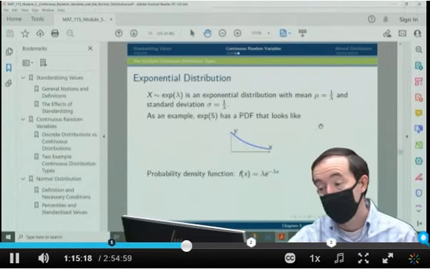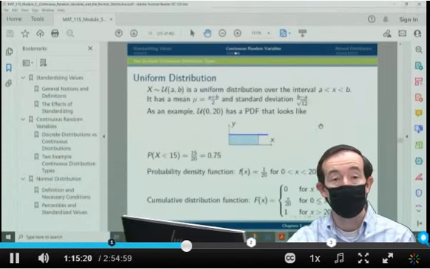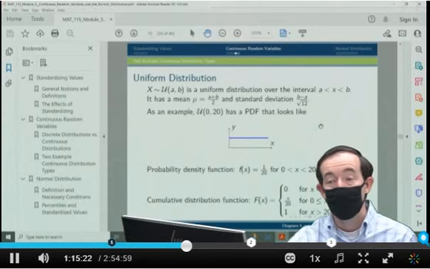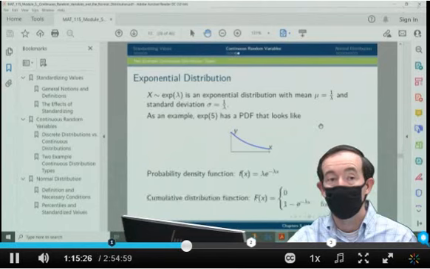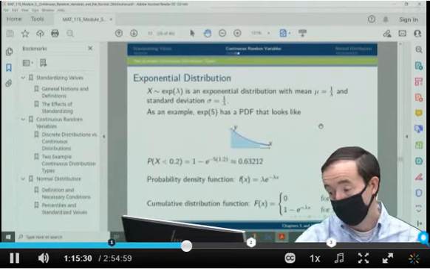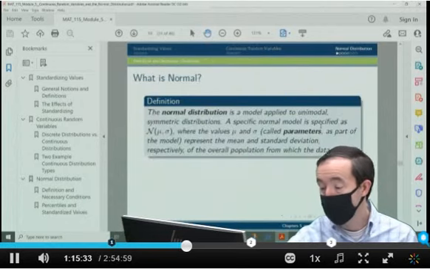I do want to emphasize, I showed you these two distributions simply so you could see some other examples of a continuous distribution. What we'll be working with primarily are the normal distribution and then later the t-distribution, but it's related to the normal distribution.